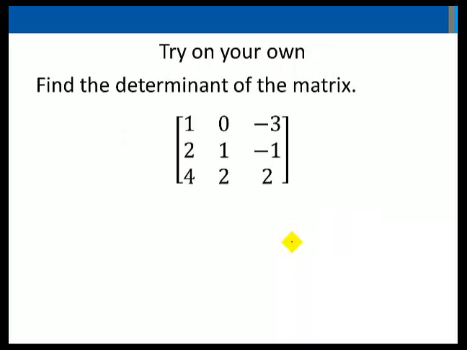Try on your own. Find the determinant of the 3 by 3 matrix with row 1, 1, 0, -3, row 2, 2, 1, -1, and row 3, 4, 2, 2.